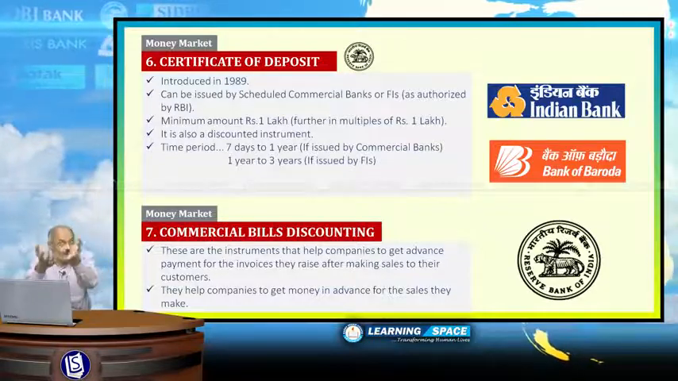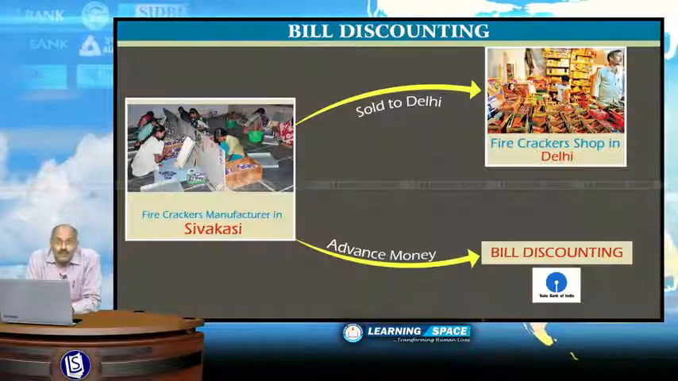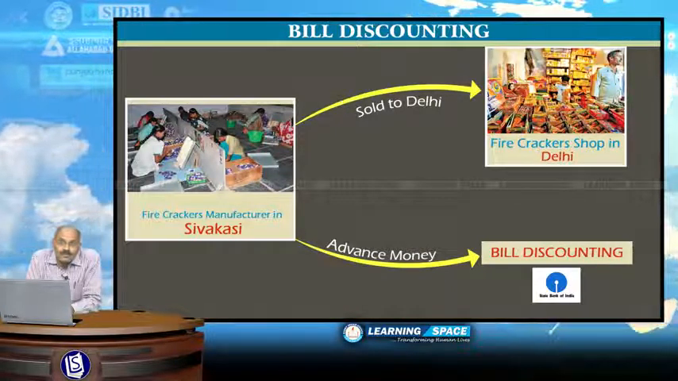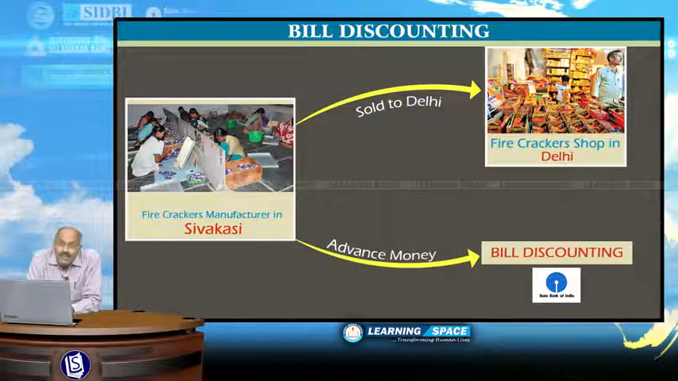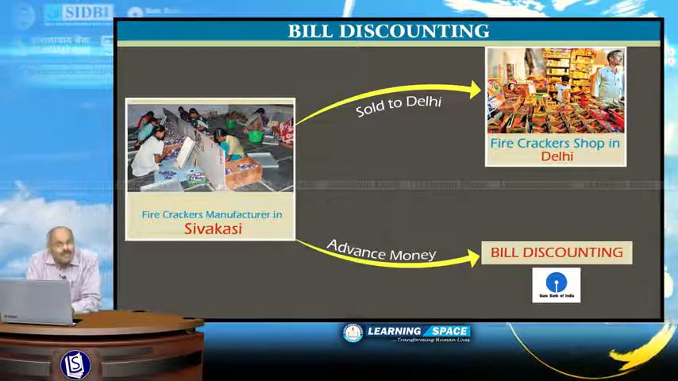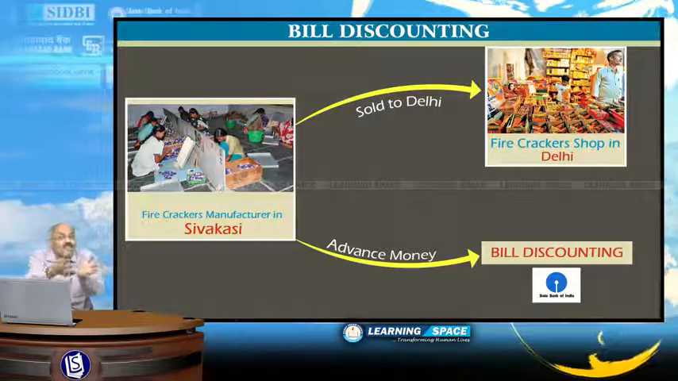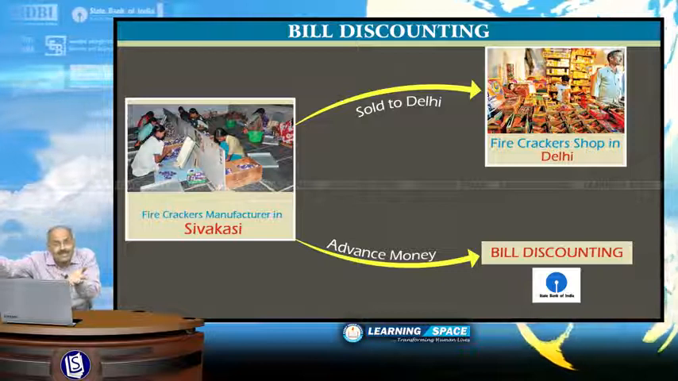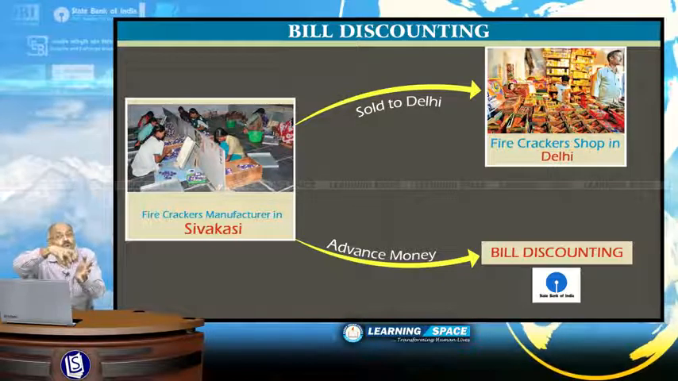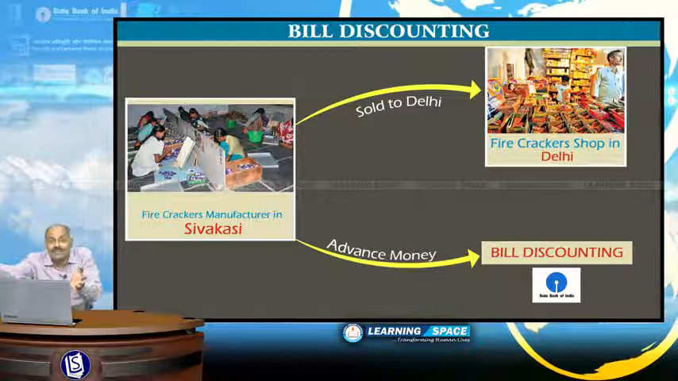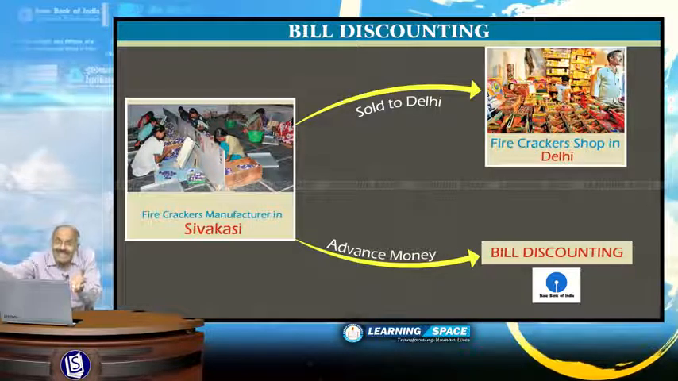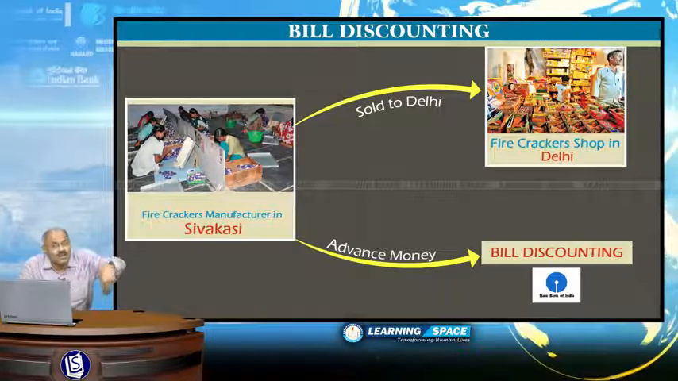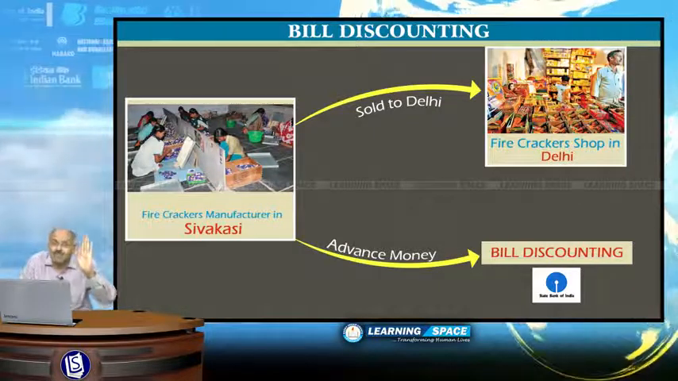Commercial bills. Look at this illustration carefully. All of you are well aware about the firecrackers business in Shivakasi in Tamil Nadu. Most of the firecrackers in our country are manufactured in Shivakasi. Let us assume a situation that the firm in Shivakasi sold firecrackers to a firm in Delhi. Normally they are sold across the country, so Shivakasi firm sold firecrackers to Delhi firm, and it may take some time to get money, and in the meanwhile what this Shivakasi firm will do is, by showing that invoice.